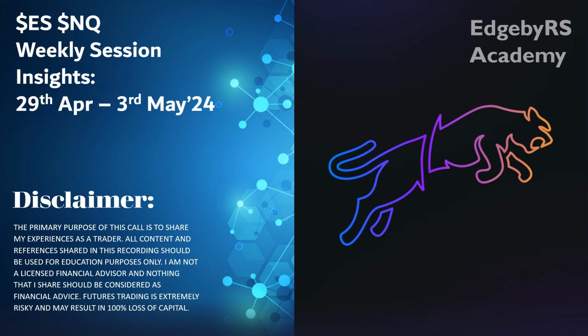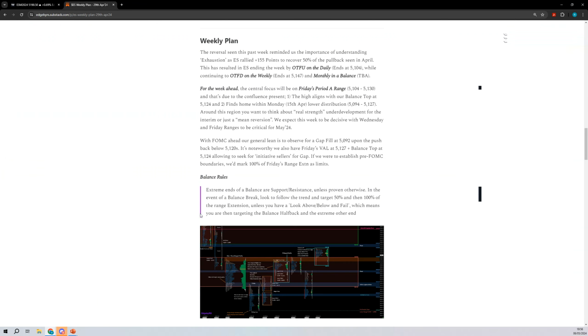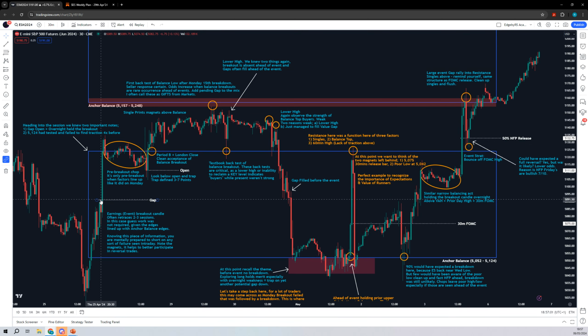So let me quickly switch my screen here. There you go. Okay, so let's start with the tactical trade. Now, if you recall in the weekly plan, I had clearly mentioned that my general lean is to observe for a gap fill at 5092, a gap that was left behind unfilled on Friday. Now, why did I have that lean?